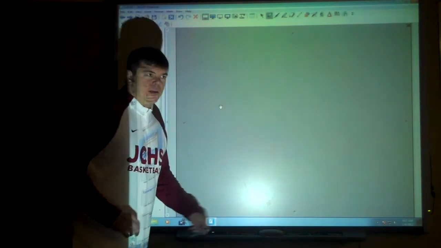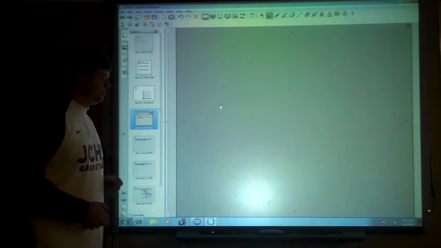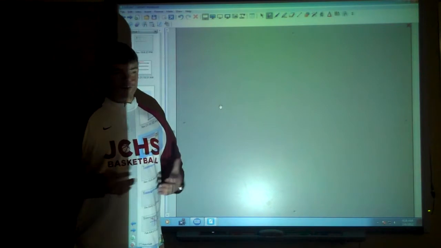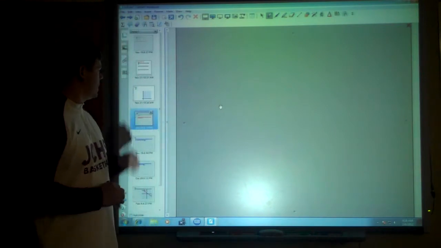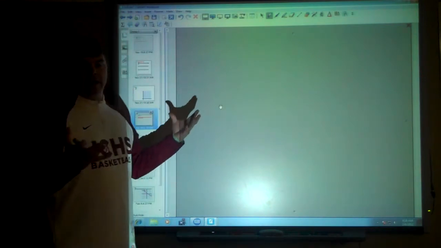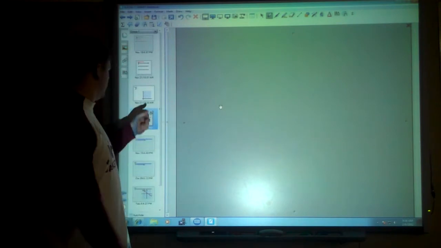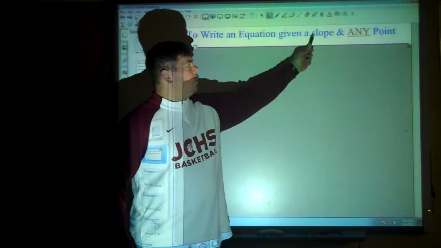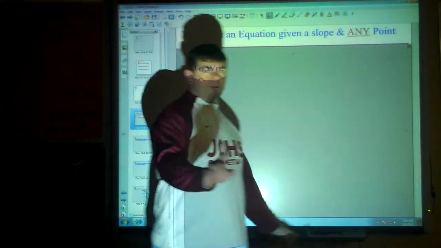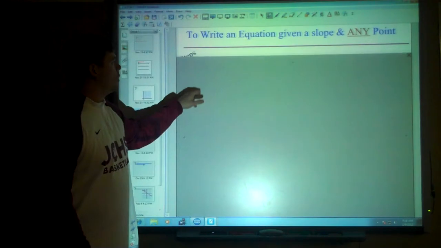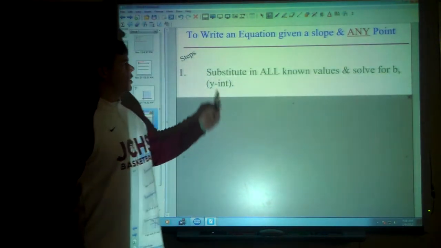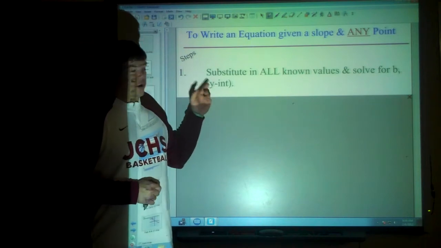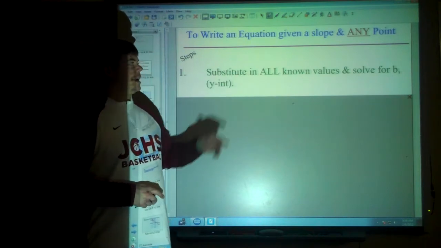Intro Algebra Lesson 5-2A. Now that we've spent some time dealing with slopes, y-intercepts, and slope-intercept form, we can actually write equations based on some of that information. Anytime you're given a slope and a point, this is one method you could use. Step number one, substitute all the known values, and that would leave you with b that you could then solve for. In other words, you just wouldn't know the y-intercept.